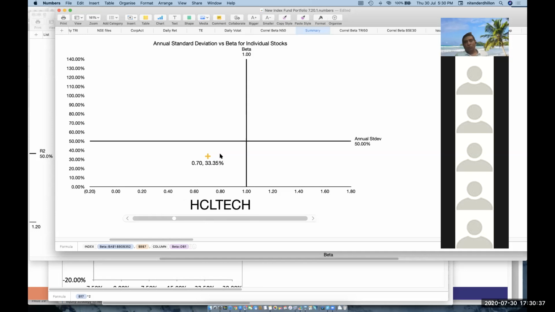Yeah. So barring NIT Technology, all the other guys are having a low beta here. Again, what is your inference? FMCG, pharma, in Indian IT software industry. What is your conclusion? Quickly.